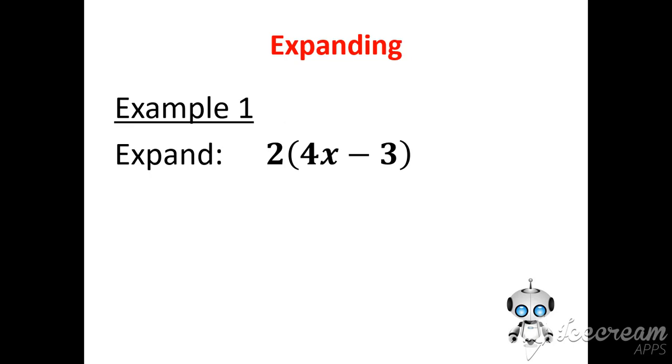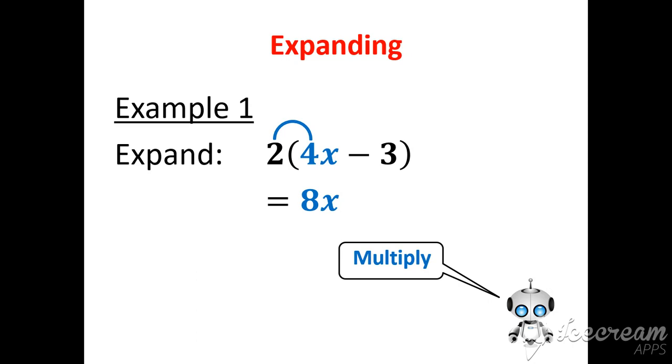How do we expand this expression? 2 inside brackets 4x minus 3. Right, that 2 out the front means we're going to multiply everything inside the brackets by 2. So here's our first rainbow, and we're going to multiply. Every rainbow we draw is a multiplier. So 2 times 4x. 2 times 4x gives 8x. 2 times 4 is 8, and then we write down the x.